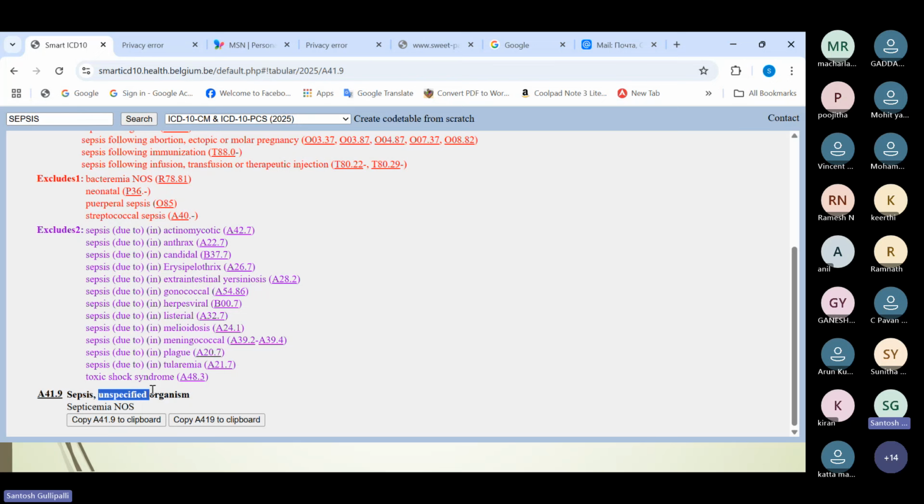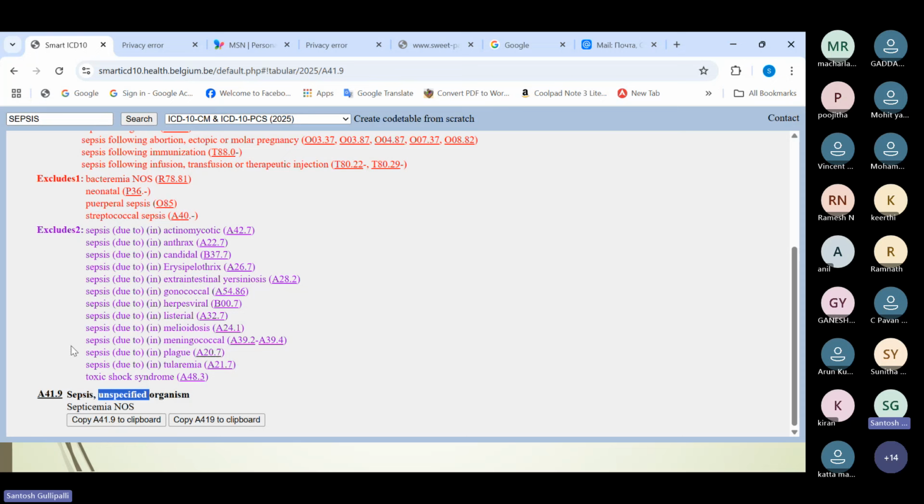Only the physician documented sepsis, sepsis unspecified. There is no specific documentation for the type of sepsis. The physician did not document the specific type of sepsis. That time you can give NOS, not otherwise specified, that is unspecified. NEC means not elsewhere classified. Not elsewhere classified means other specified.